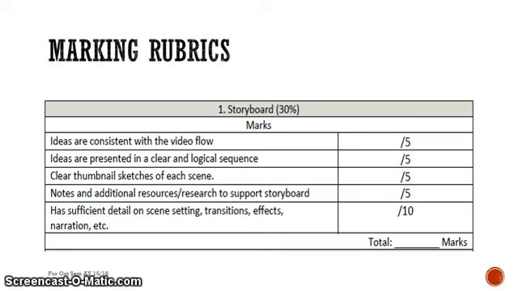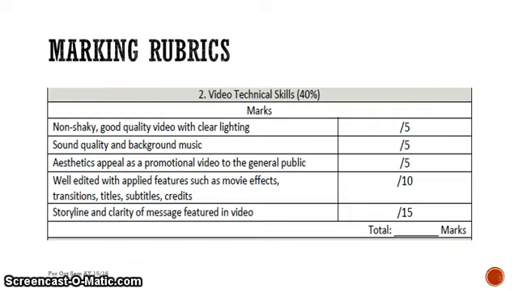Basically, 30% of your assignment 2 will be contributed by the storyboard. So what is required? What is on your storyboard must be consistent with how your video flows. Alright, and your sketches, your idea must be clear and it must flow. Each frame must flow in quite a logical sequence. We are not expecting you to be artists, but your sketch needs to be clear. Okay, you need additional notes to support your storyboard, and also whether you provide sufficient detail on the setting, the transition, the effects, and the narration.